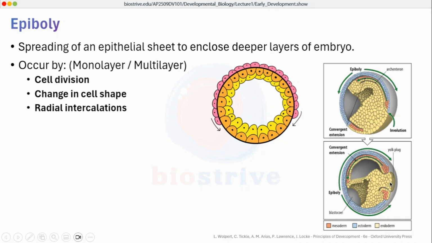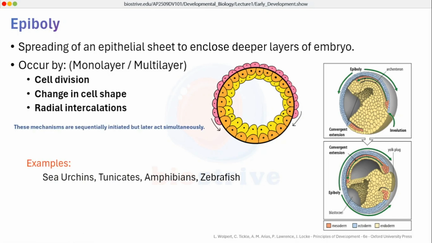Now there are three main types of processes which are responsible for this epiboly. The first is cell division. The cells will start dividing mitotically. The second one is change in cell shape. There will be some cytoskeletal changes, there may be some signaling induced changes, and third one is radial intercalation, which means the cells of different adjacent layers will start mixing together to thin the actual layer surface so that the spreading will take place and the whole embryo will be covered by this outermost layer, and all these three processes will occur simultaneously.